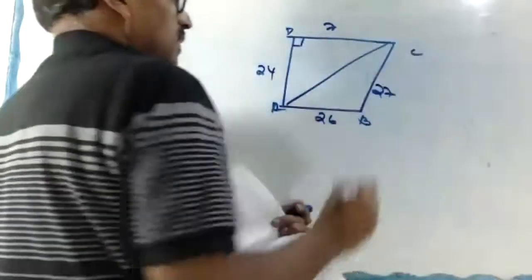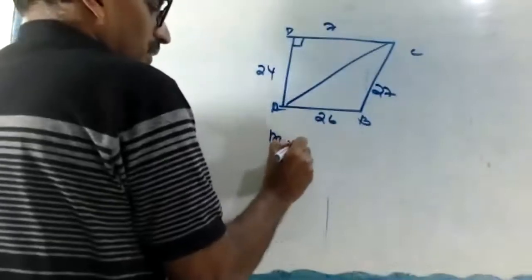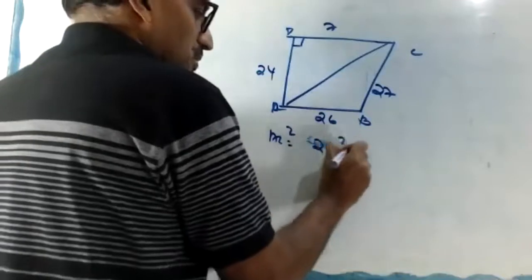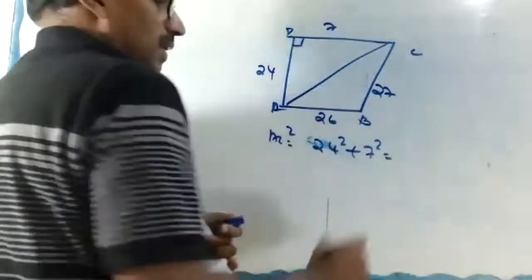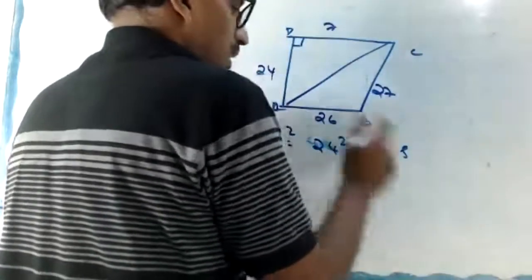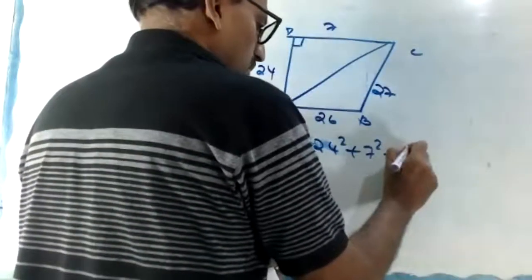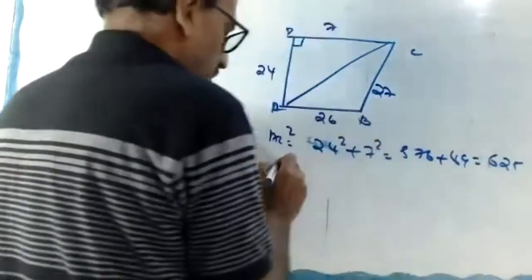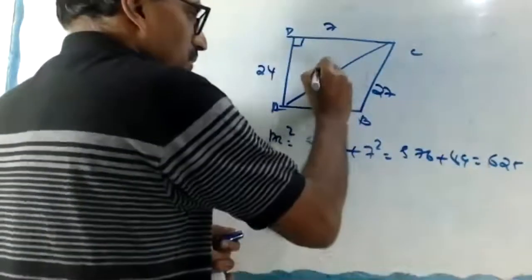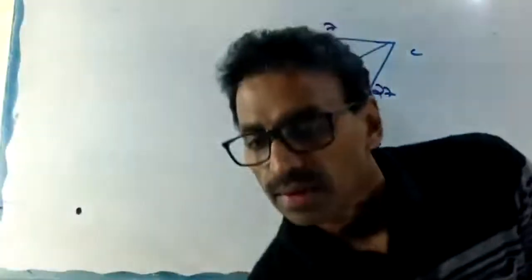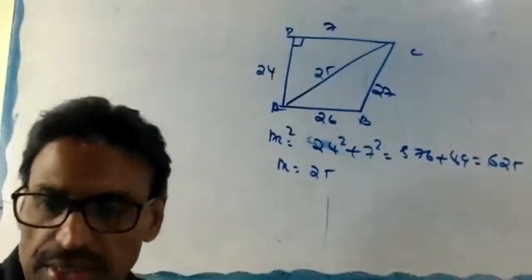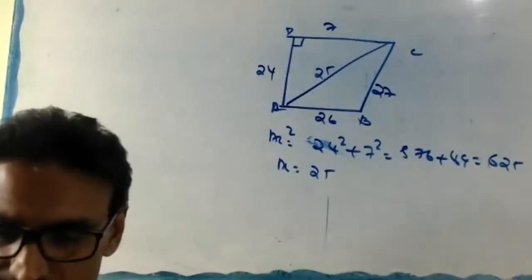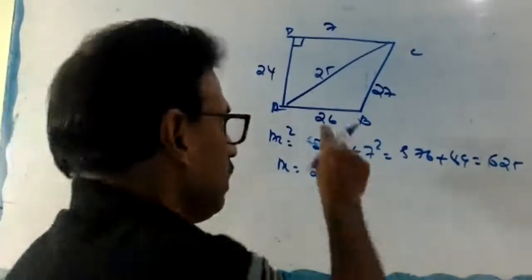Join this. So AC you will get. AC square equals 24 square plus 7 square, that is 576 plus 49 equals 625. Therefore, AC equals 25. All got 25, correct? Okay. I'm just writing only the calculations, I don't bother with that. Calculation is your part only. Okay, we got this one.